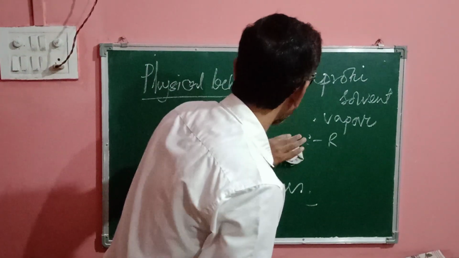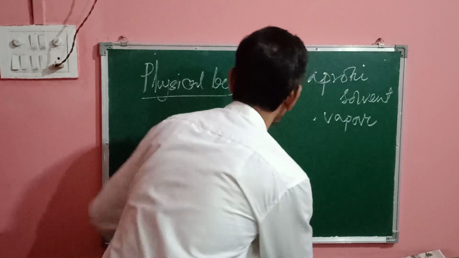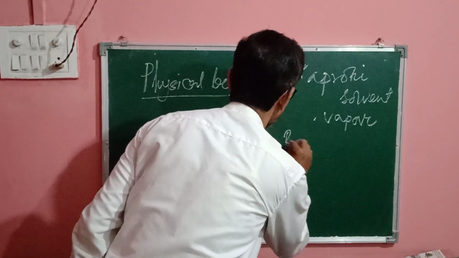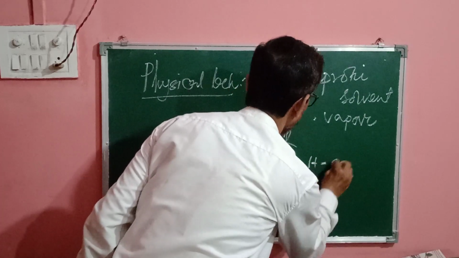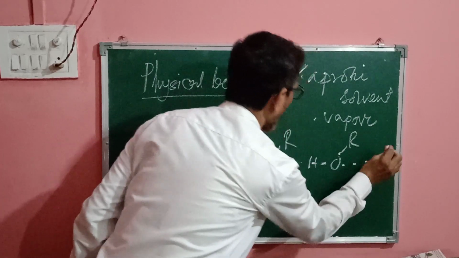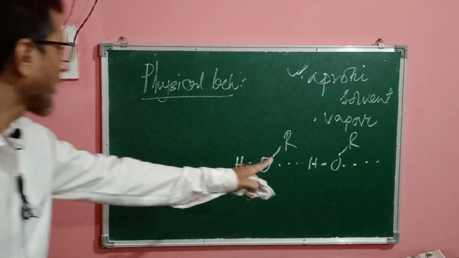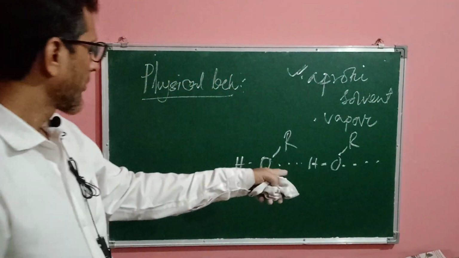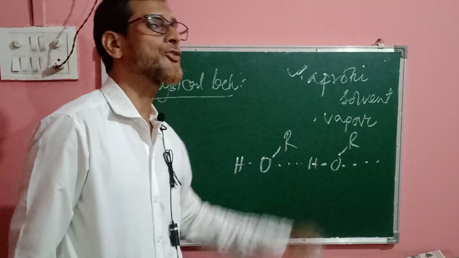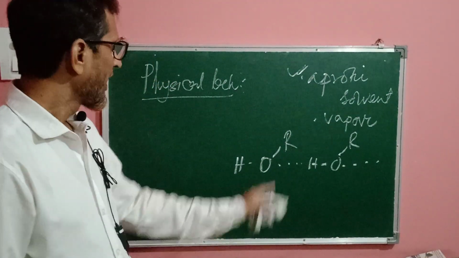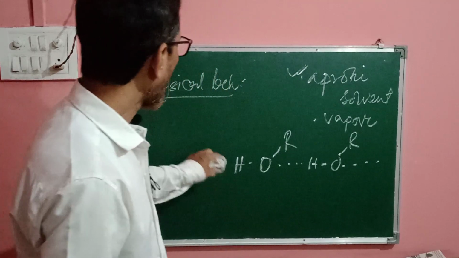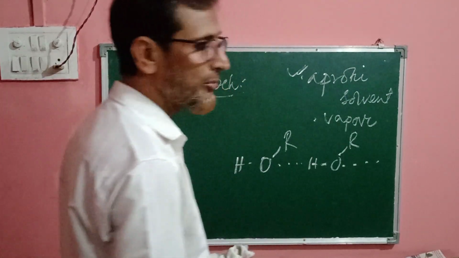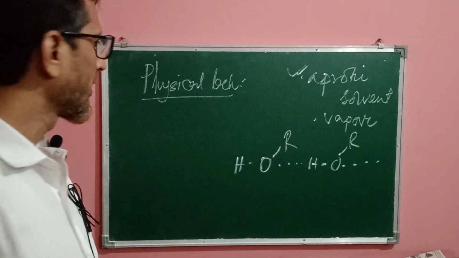One of the facts I am explaining here is, there is also intermolecular hydrogen bonding in alcohol, ROH. But in case of carboxylic acid, that is much stronger. That's why carboxylic acid has stronger intermolecular hydrogen bonding than alcohol.